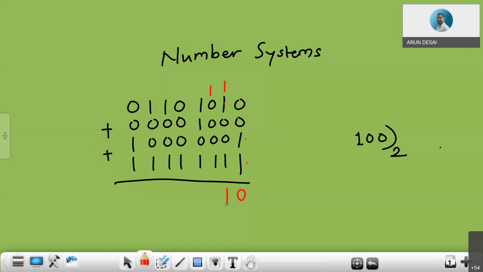Again, 1 plus 1 is 0, carry 1. 1 plus 1 is 0 with carry, right? So 0 plus 1 is 1. Again, 1 plus 1 is 0 with carry 1, right? So two carries are there. Again, 1 plus 1 is 0, carry 1. Again, 0 plus 1 is 1, right?